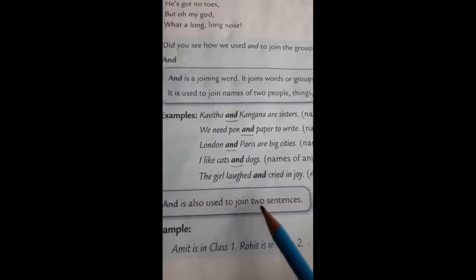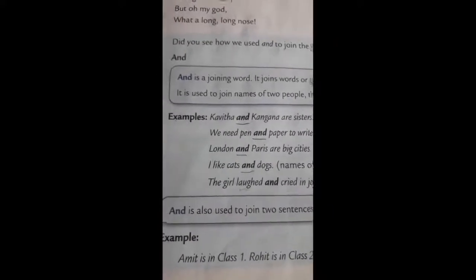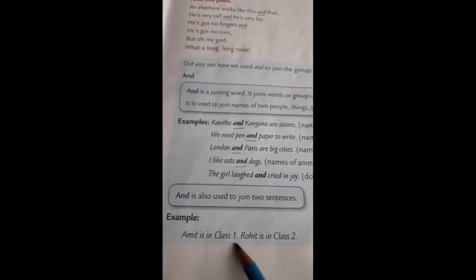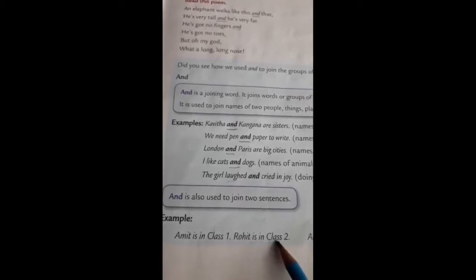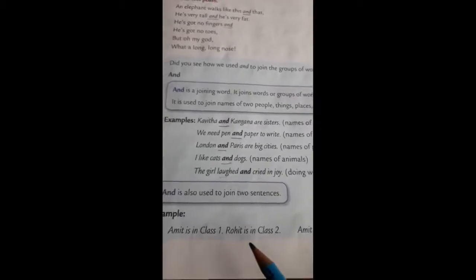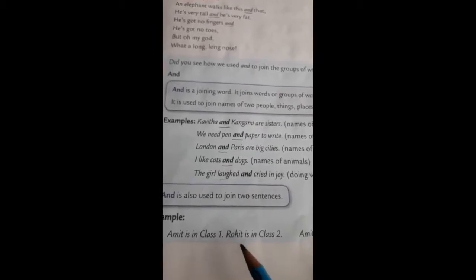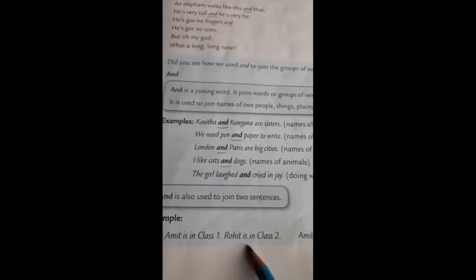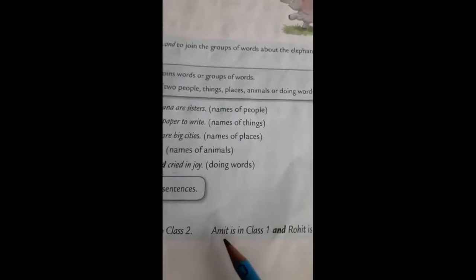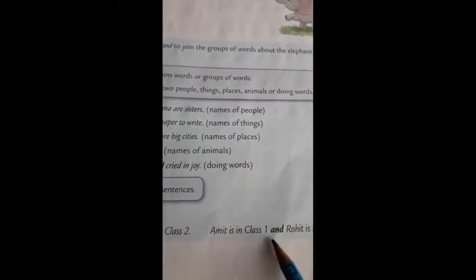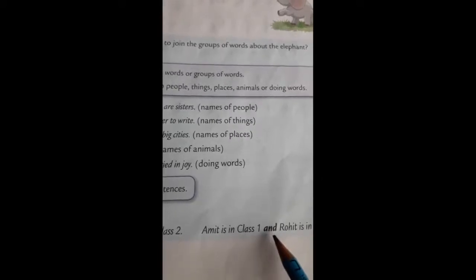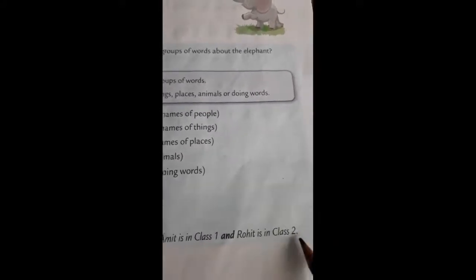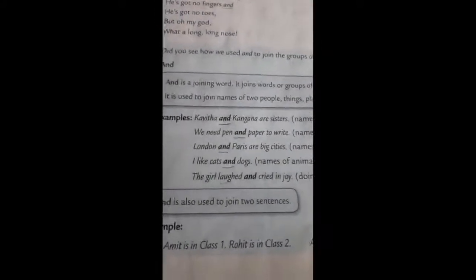And is also used to join two sentences. For example, Amit is in class 1. Rohit is in class 2. With the help of the word and, we will join these two sentences. How will we do it? Let's see. Amit is in class 1 and we will add and between the sentences. Rohit is in class 2. I hope you understood.